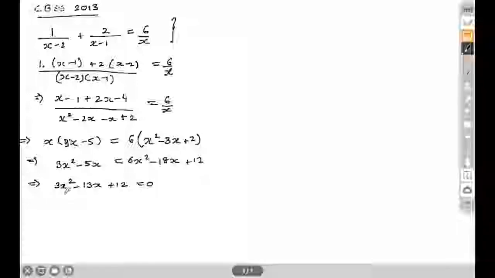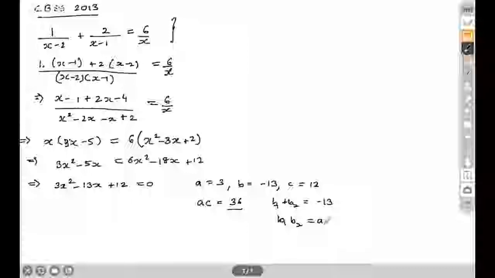Now, again, what is a here? a is equal to 3, b equals negative 13 and c equals 12. So ac is nothing but 36. Now I have to split b in such a way that b1 plus b2 is negative 13 and b1 times b2 is equal to ac, which is equal to 36. Now how to do that? In such cases, we find all the integral pairs of factors of ac. So hence, I'll do this work here.